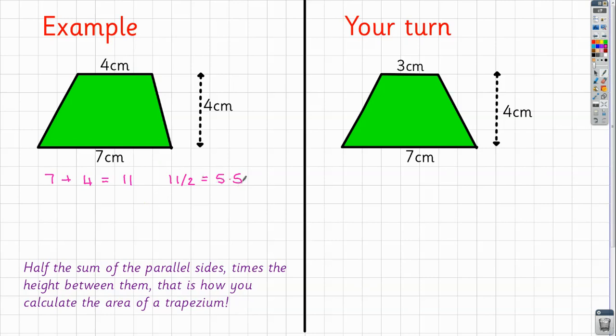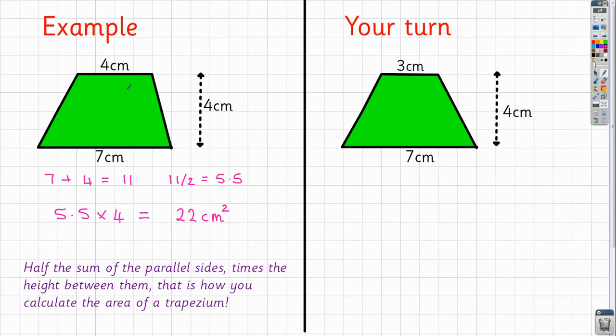I then do the average of the parallel sides multiplied by the height between them. So I have 5.5 multiplied by 4. Now I can double it, and that would give me 11, and then double it again. That would give me 4 lots of 5.5, which gives me 22 centimetres squared.